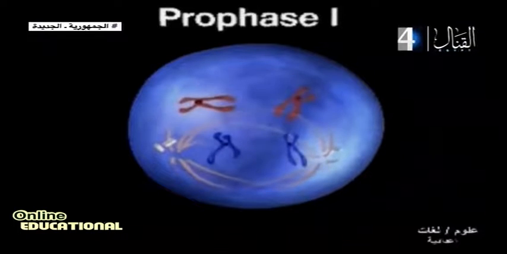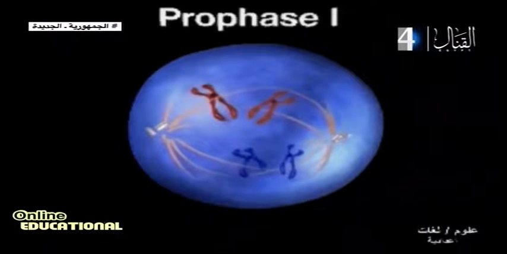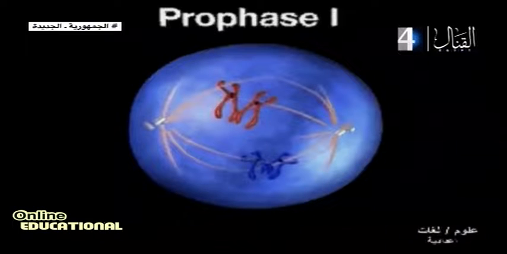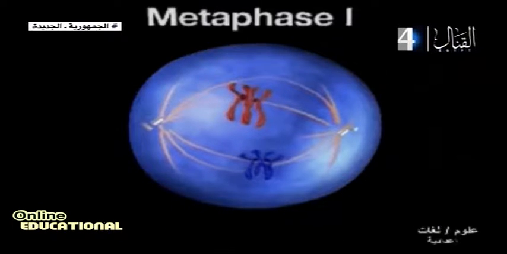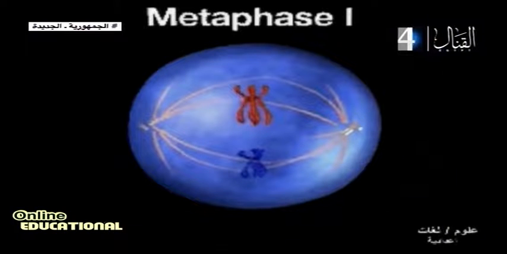Here we can see the nuclear membrane disappeared and the nucleolus disappeared, and centrosomes moved to the two poles of the cell and formed spindle fibers, and each two similar chromosomes, or homologous chromosomes, get near to each other, forming a structure called a tetrad. After that, the second phase is called metaphase 1. Chromosome pairs are arranged at the cell equator and connected by spindle fibers.